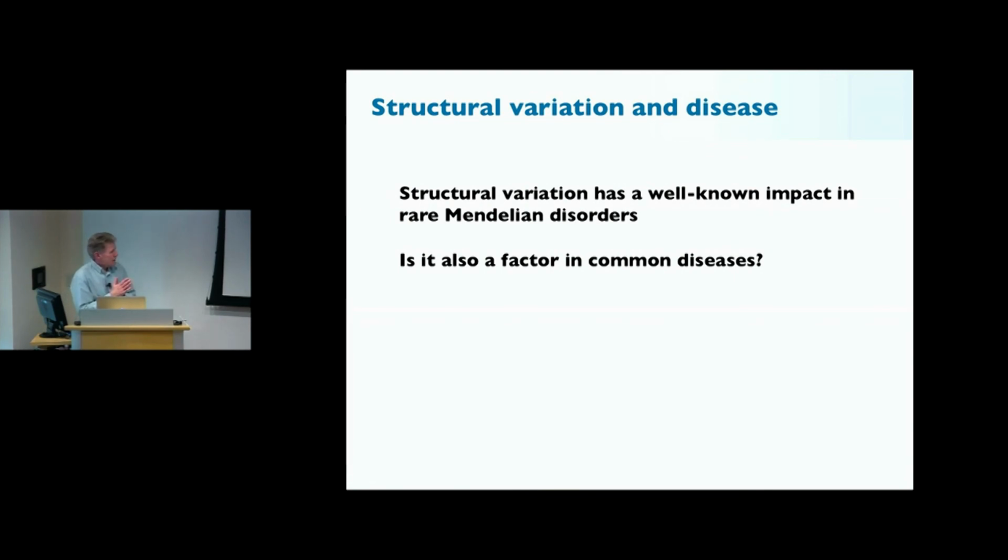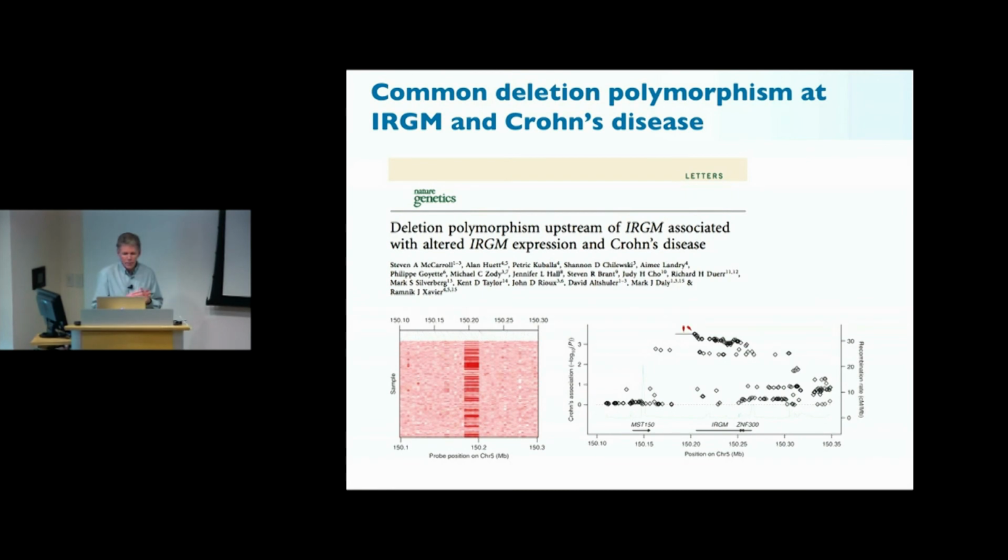So we know that structural variation has a lot of impacts in rare Mendelian disease, but I want to talk a little bit about the impact of structural variation on common disease. In his postdoc, Steve McCarroll was instrumental in discovering a very early example of a common CNV having an effect on a common disease, which was this deletion polymorphism upstream of IRGM, which he showed altered the expression of IRGM because it interfered with the promoter, and was associated with Crohn's disease.